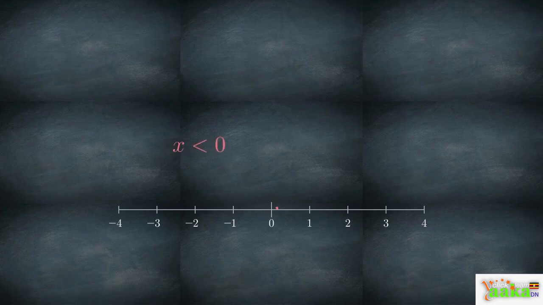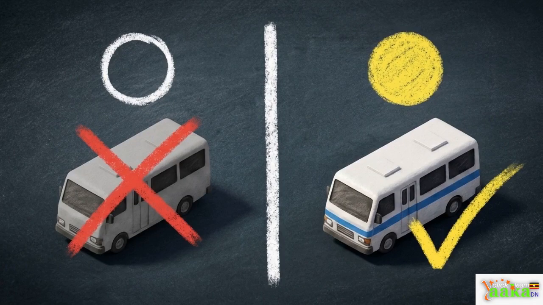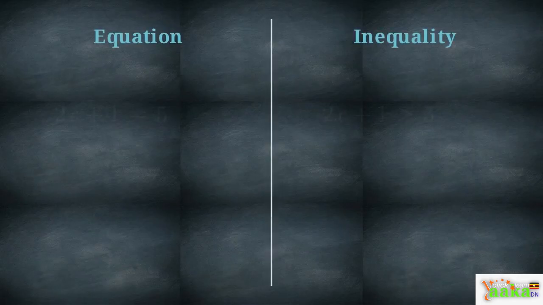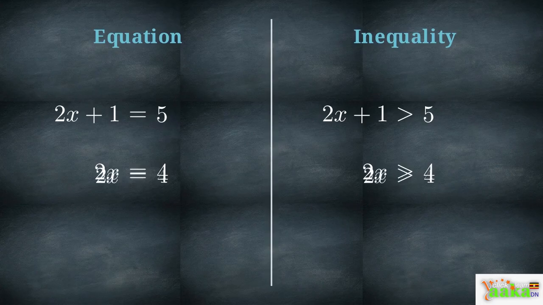An open circle, like the one here on 0, means the number is a boundary but isn't allowed itself. A closed, solid circle, like the one on 2, means the number is safely included. That visual difference between an open and closed circle tells you instantly if a specific limit is legally allowed or strictly prohibited.